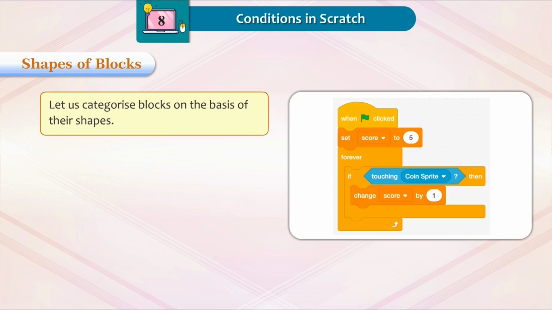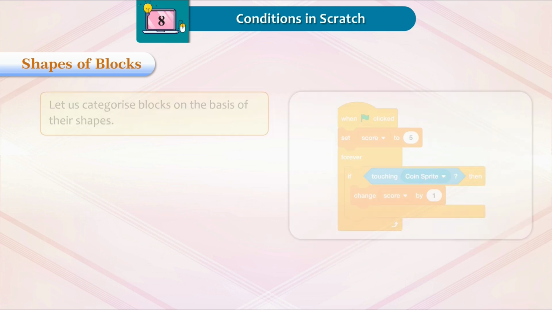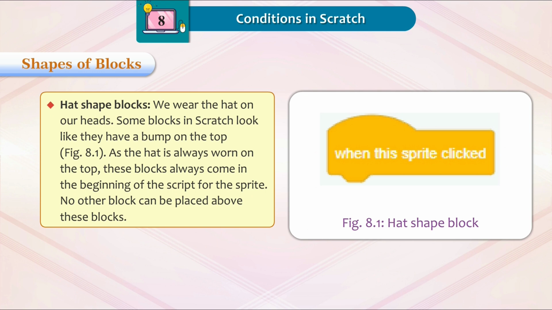Shapes of blocks. Let us categorize blocks on the basis of their shapes. Hat-shaped blocks. We wear the hat on our heads. Some blocks in Scratch look like they have a bump on the top. Refer to figure 8.1. As the hat is always worn on the top, these blocks always come in the beginning of the script for the sprite. No other block can be placed above these blocks.